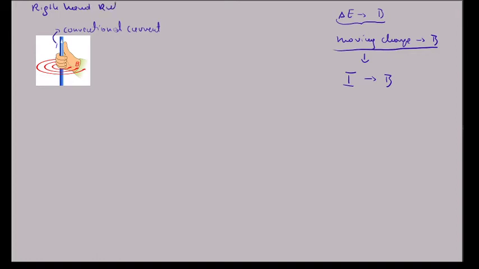This is the right-hand rule. The thumb of your right hand points in the direction of the current. You curl your fingers around the wire, and the direction in which your fingers curl is the direction of the magnetic field. And then the magnetic field here is drawn. B is the magnetic field. So right-hand rule: use this to determine the direction of magnetic field B.